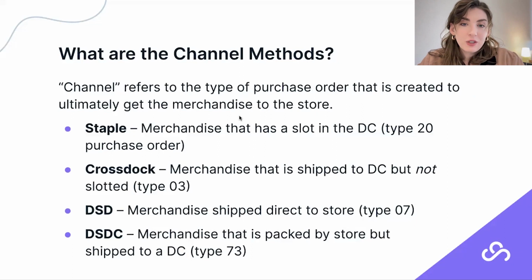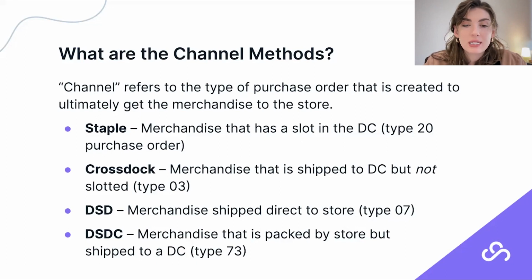All right, we talked a little bit about these. We'll go through this quickly. These are your channel methods, and this is going to refer to the type of purchase order that is created. And this is referring to how is this merchandise actually getting to the store? And there will be corresponding PO types for each of these.